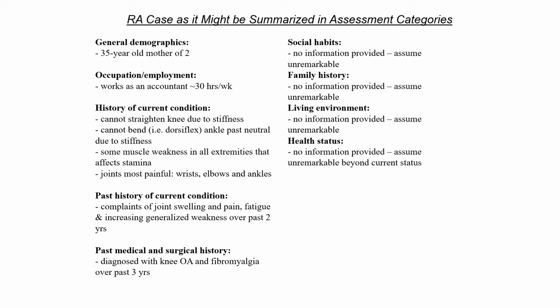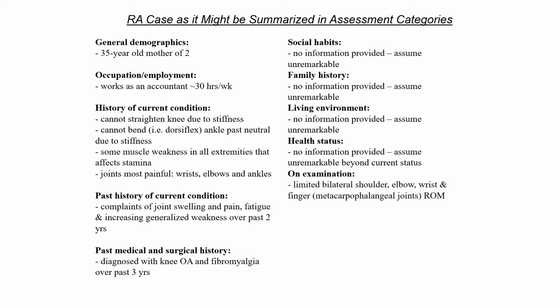Some other things we can assume are fairly unremarkable. If we were to place in there social habits, family history, living environments, health status, there's really nothing in the case that was provided for these aspects. So we would presume that they're overall doing okay. But we do have some aspects in the history of the current condition, past history, and even the past medical and surgical history that could hold relevance in giving us an understanding of rheumatoid arthritis as a factor.